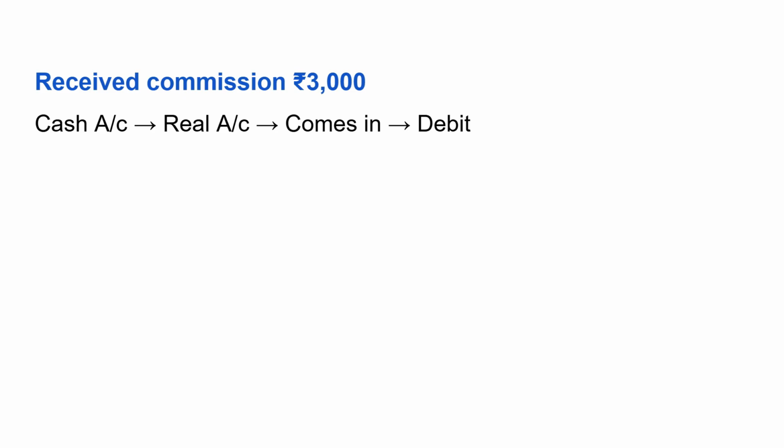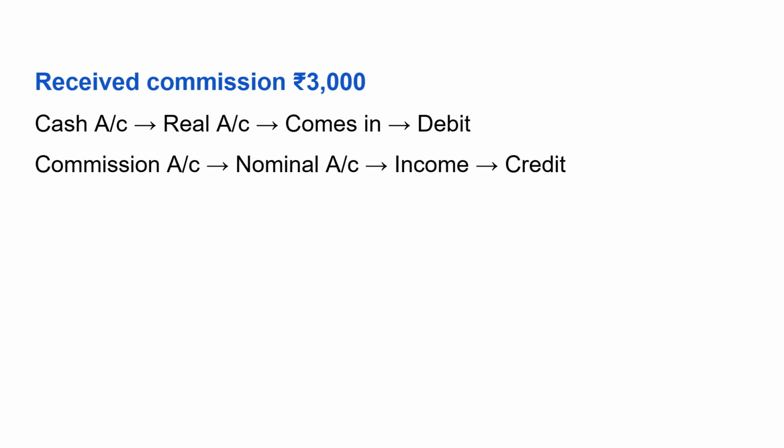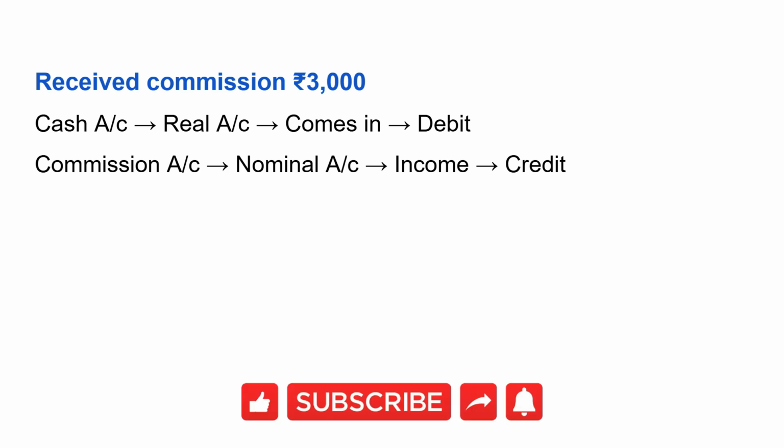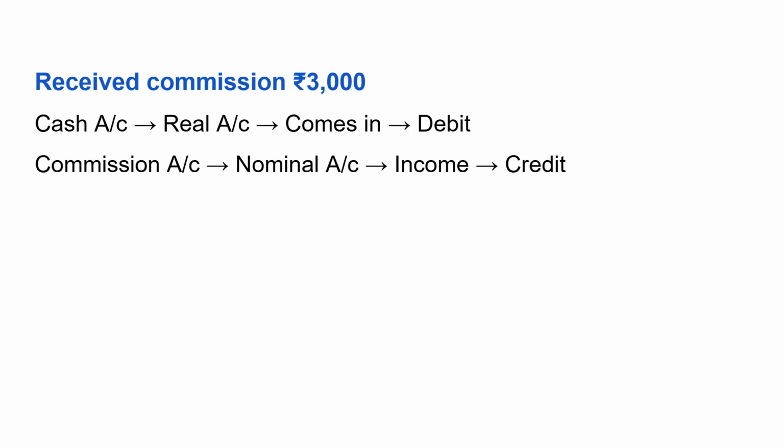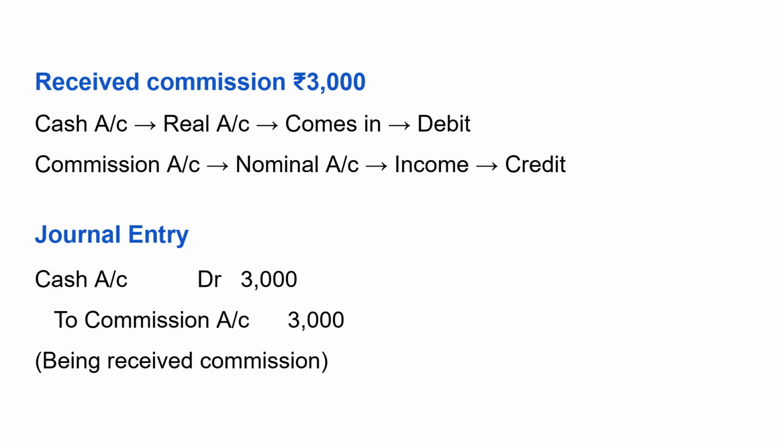So it is debited. And commission account. Commission is nominal account. Why? Because commission is income. And the rule for nominal account is credit all incomes. So it is credited. And the journal entry is cash account debit 3,000 rupees to commission account 3,000 rupees. And the narration is being received commission. Income is always credited. This will appear in profit and loss account later on.